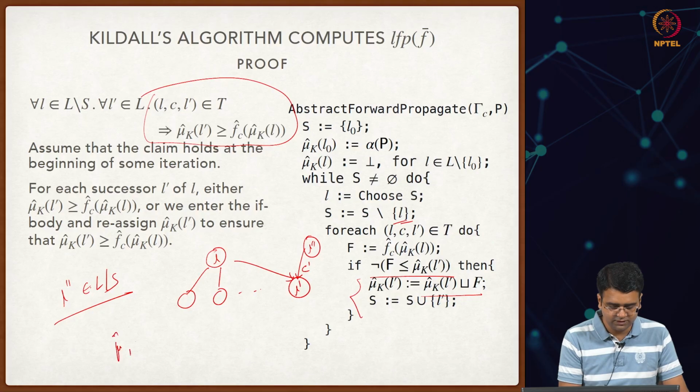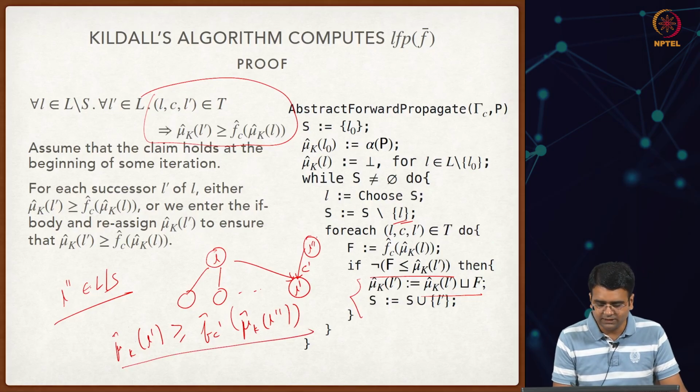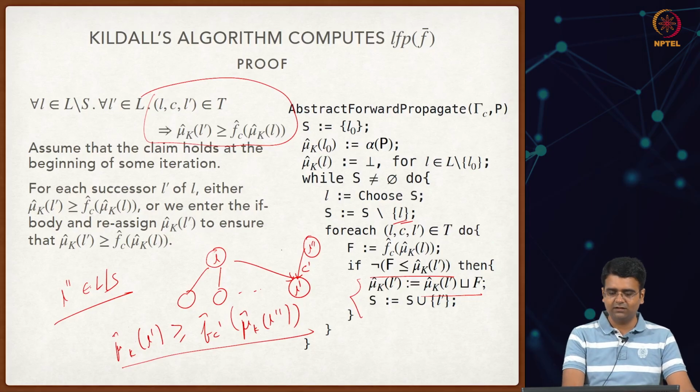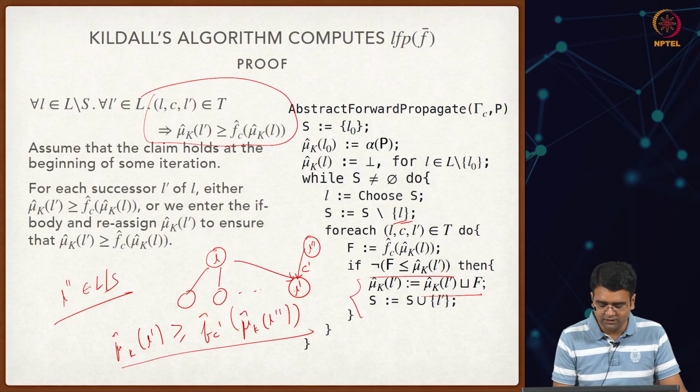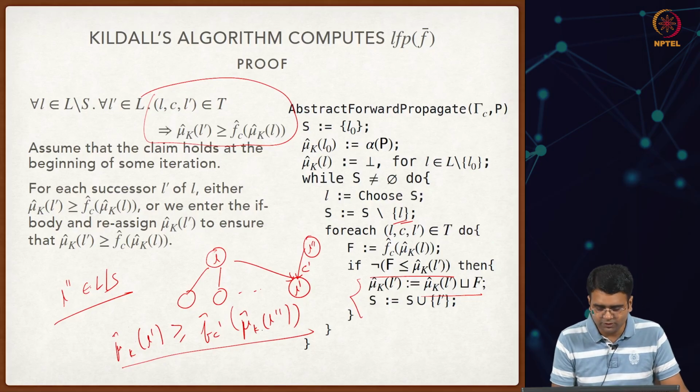So, this new value, which is mu hat k at this L prime, is greater than or equal to f hat of C prime applied on mu hat k of L double prime. So, we would have to show this as well. Remember that L double prime is not the location that is chosen; this is some other location that is already outside S. But because it shares a successor with the location L, and since the value at this successor L prime is changing, we also need to show that this holds, in the sense that whatever new value is computed at the location L prime, it still remains greater than or equal to f hat C prime of mu hat k of L double prime.